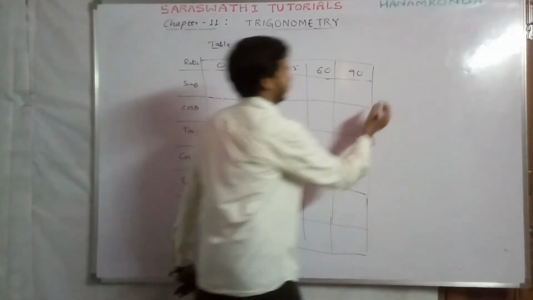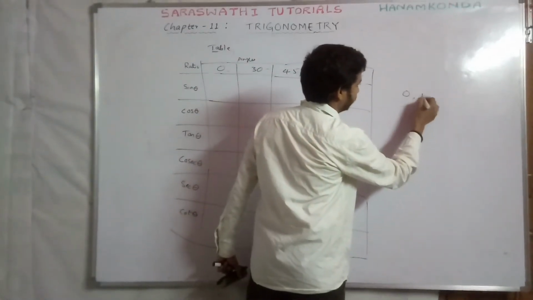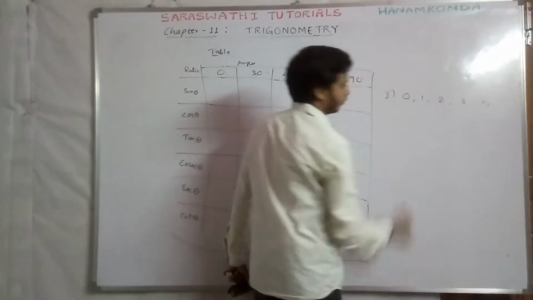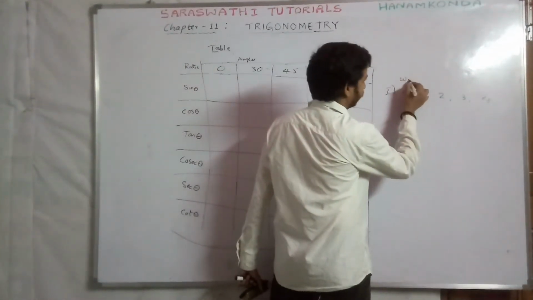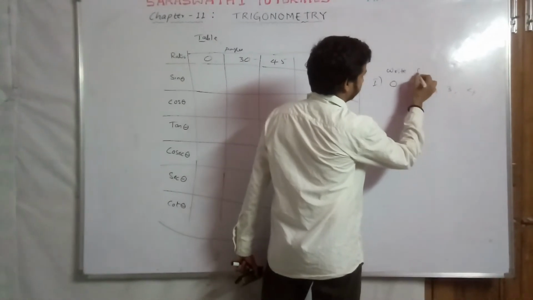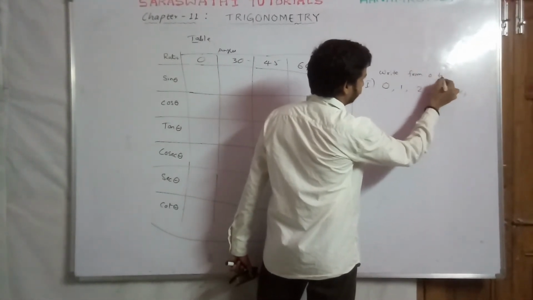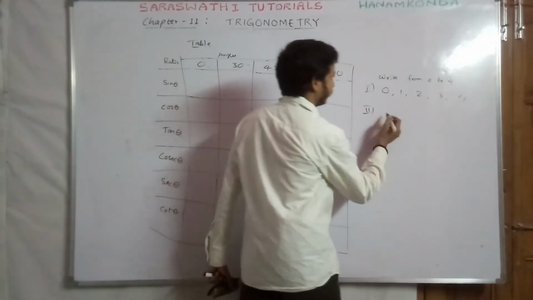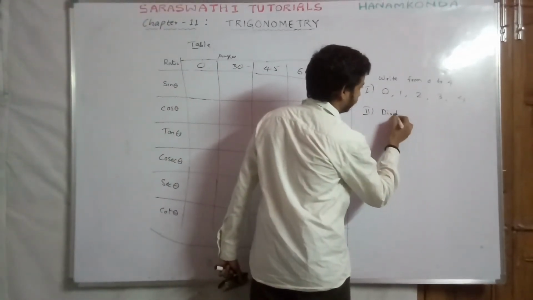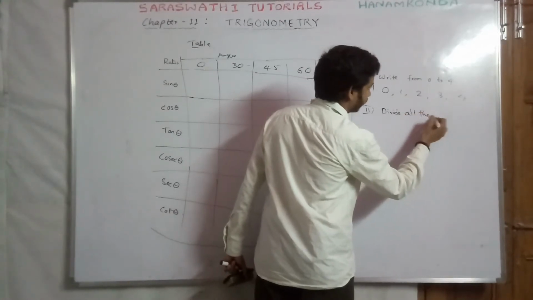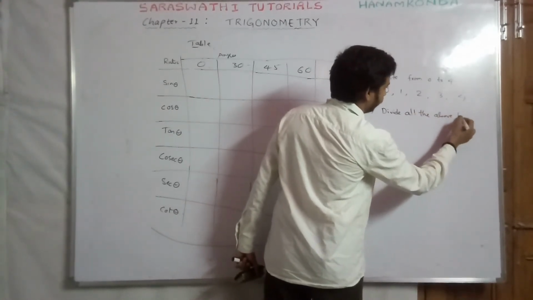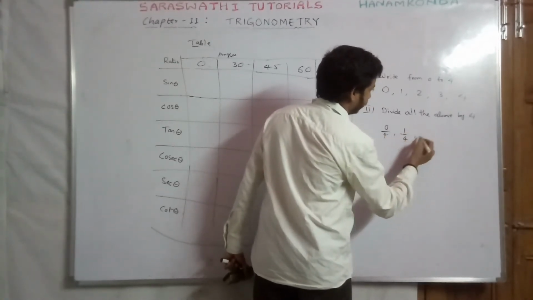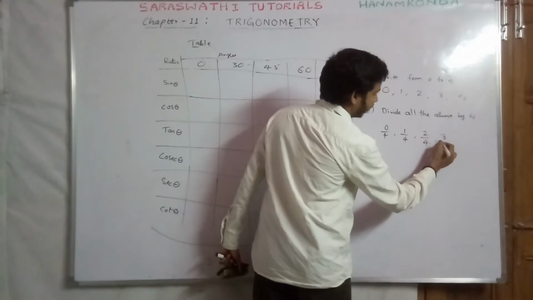So the first step is to write the digits from 0 to 4: 0, 1, 2, 3 and 4. And the next step is to divide each digit by 4. So that means 0 by 4, 1 by 4, 2 by 4, 3 by 4 and 4 by 4.